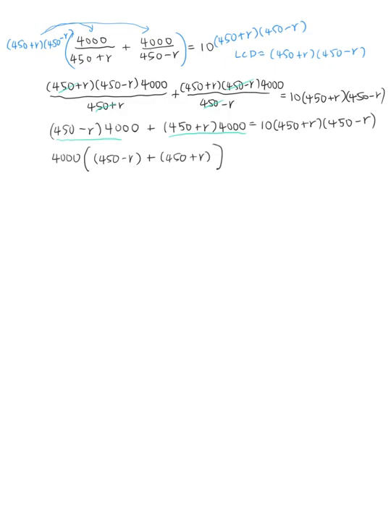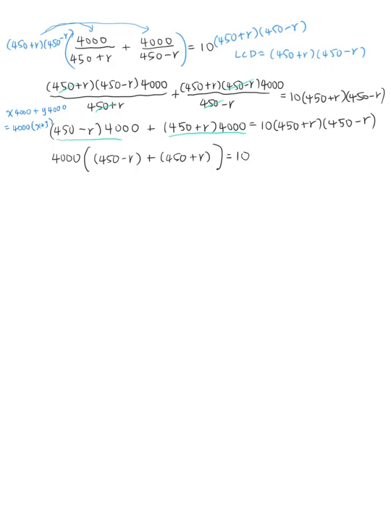Okay, so if I have something like x times 4,000 plus y times 4,000, can I not factor out the 4,000 and then combine the rest of it, which will be x plus y? Instead of x, I have 450 minus r, and then instead of y, I just have 450 plus r. It just looks nasty, that's all. But anyways, let me just copy the other side.